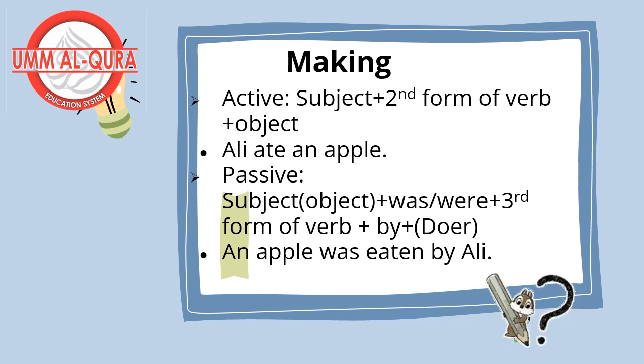It was the object in our previous example when it was an active sentence. In passive, it will become the subject. We added the helping verb was, and eaten is the third form of eat, ate, eaten. By Ali, it was our subject. Ali was our subject. We added by Ali to show that we are making passive of it.